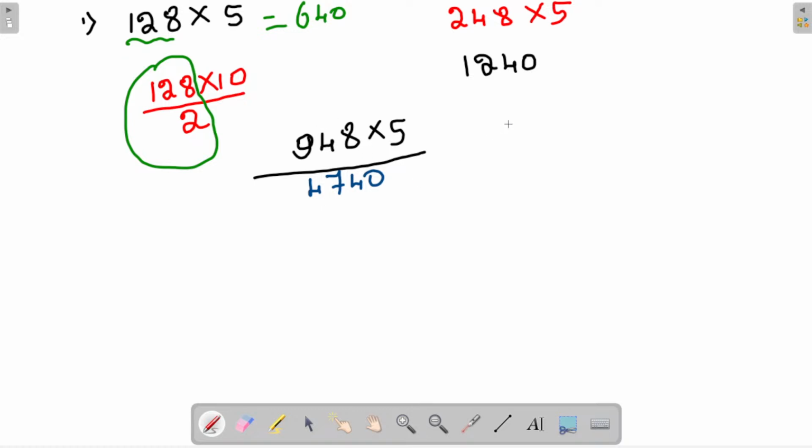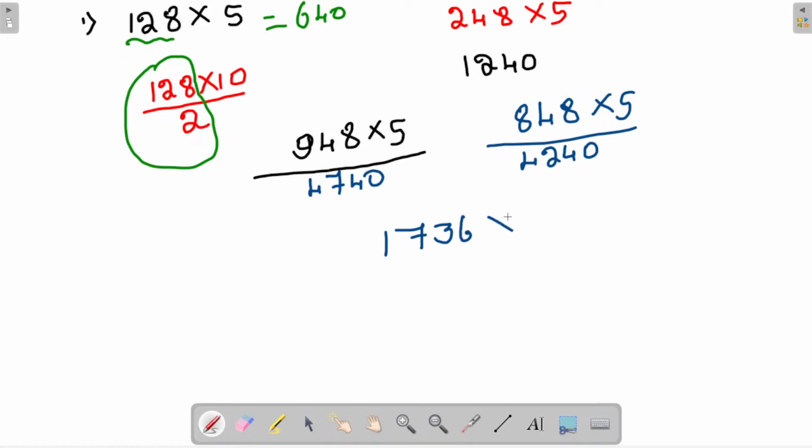So for example, I want the answer for 848 into 5. Half of 848 is 424. It is easy numbers, 4250, that number. But whenever you have something like 1736 into 5, I want the answer now. This number, can I write 1600 plus 136? Right? 1600 plus 136. Clear everyone? Otherwise 1700 plus 36, your choice.